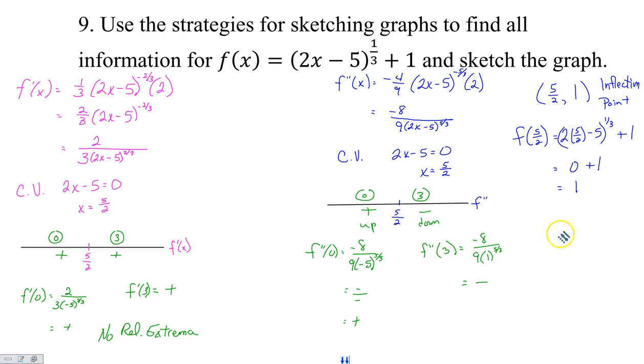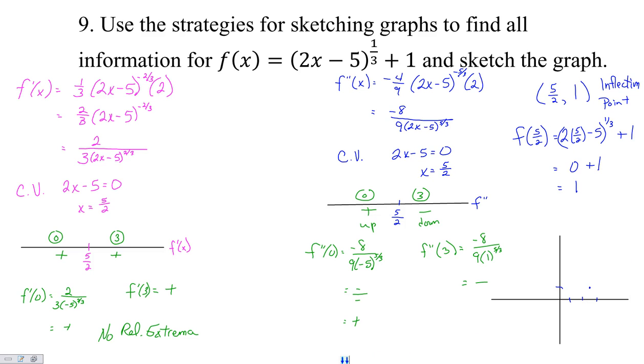So let's talk about what the graph of this looks like. We only have one point to graph, and we'll talk about that. So let's graph this point. Here's 1, 2, 3, 1. So here's 5/2, 1. Here's this point, okay? It's not changing. It's not a maximum. It's not a minimum. The function was concave up on this side and concave down on this side. We do not have a relative extrema.